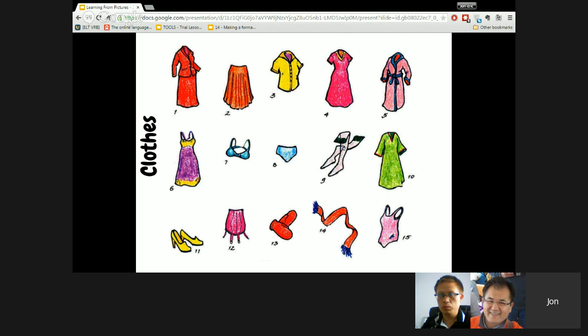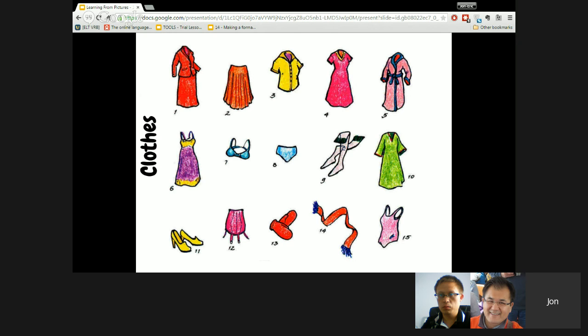Number 5, that's easy. It's gown. Number 5, not number 10. A nightwear. No. Number 10 is a nightgown. Number 5. The 5th one. It's a bathrobe. Bathrobe. Right. Number 6 is a slip. Number 5 is a bathrobe.